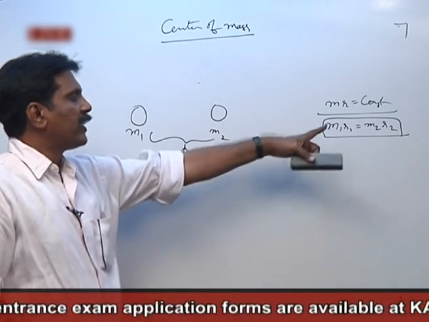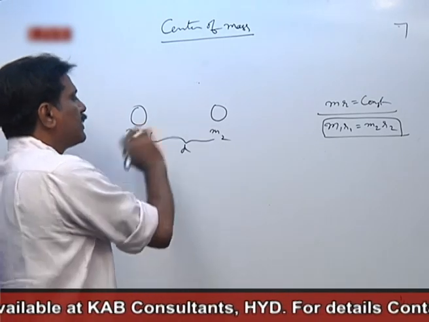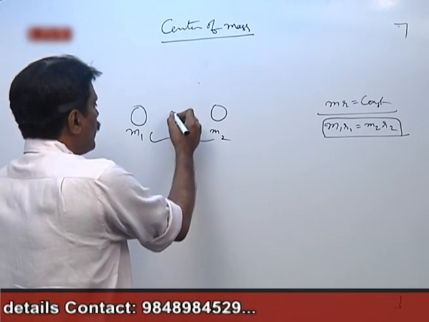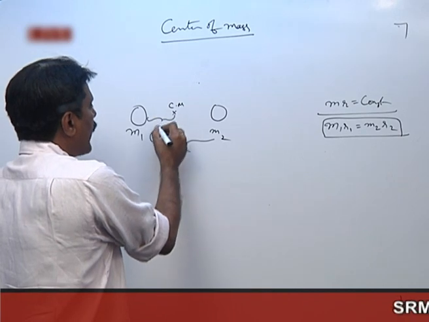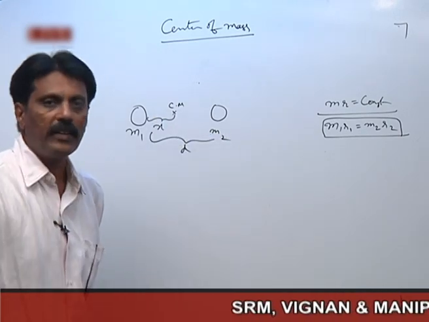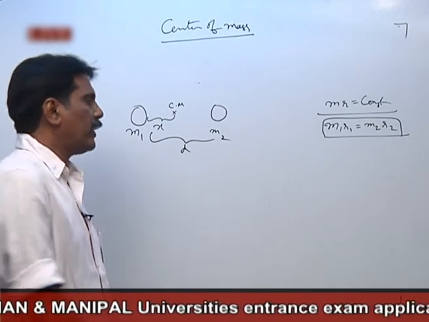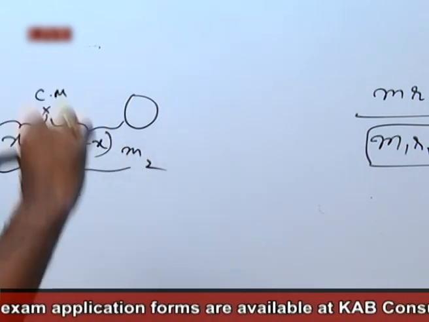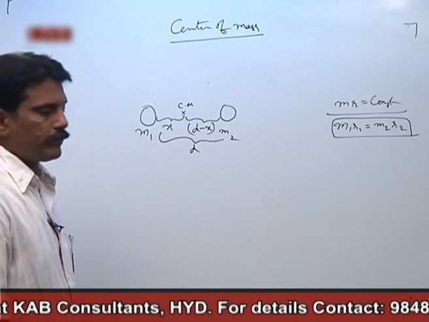We are exploring the applications of this simple relation. There are two masses m1 and m2 separated by a distance d. Let the center of mass be at a distance x from m1. Then automatically it will be at a distance d minus x from m2.